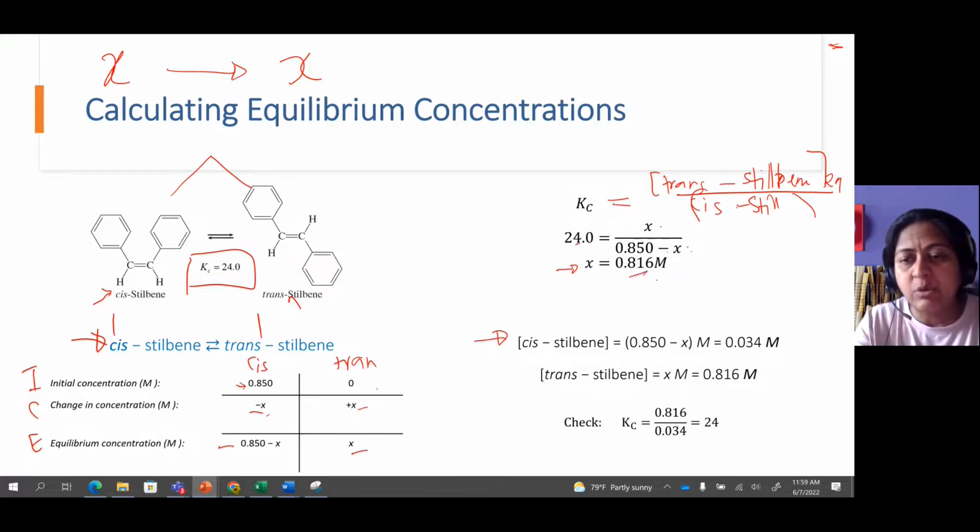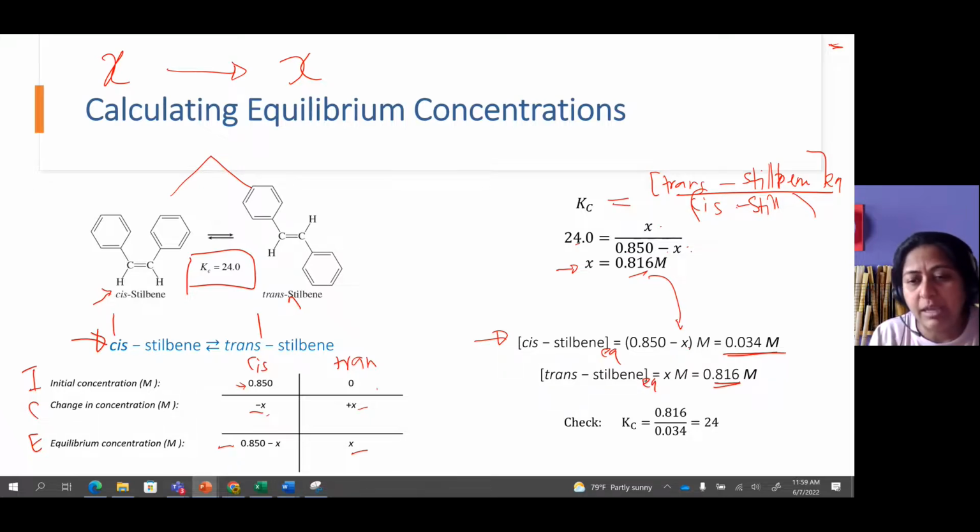So what is the cis stilbene? The X amount was determined, so we plug it in. The equilibrium concentration for cis stilbene is 0.034. The equilibrium trans stilbene was 0.18. You can double check whether you have done the calculation correctly, because you can use these equilibrium concentrations to find the equilibrium constant again, just to verify your calculation.